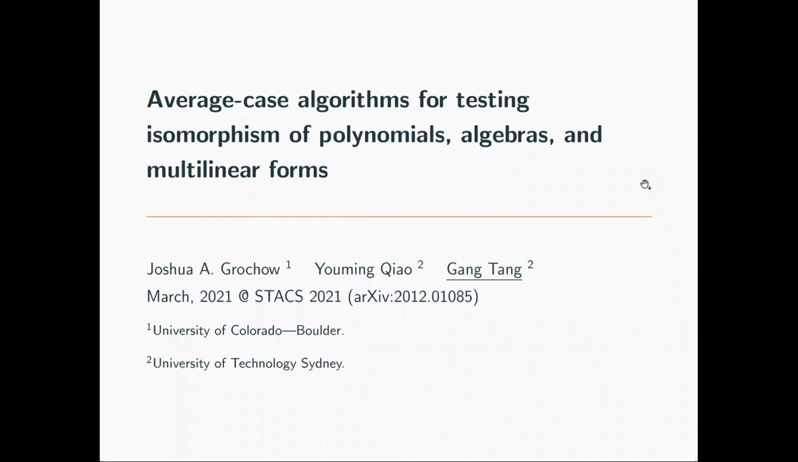Hi, my name is Gang Tang. I'm in the Centre for Quantum Software and Information, University of Technology Sydney. In this talk, I want to tell you about my joint work with Joshua Grochow and Youming Qiao: average case algorithms for testing isomorphism of polynomials, algebras, and multilinear forms.